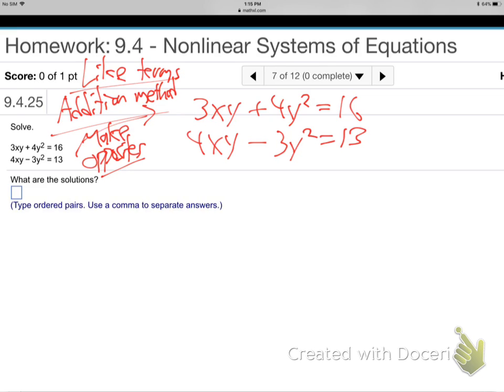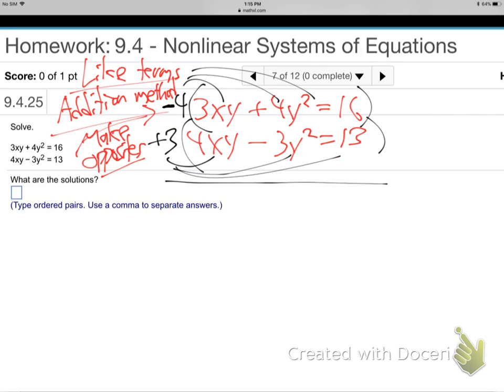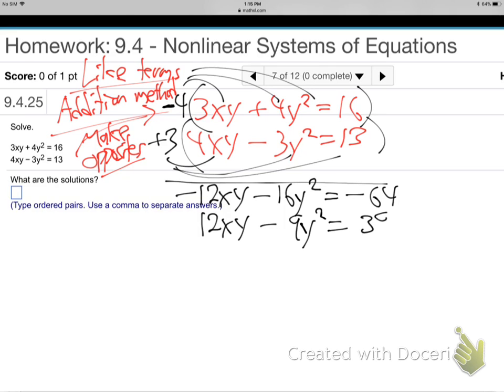So I'm going to make the fronts both become 12, one of them a negative 12, one of them a positive 12. Remember how that works? I'll multiply through the top equation by negative 4, and the bottom equation by positive 3. That'll be negative 12xy, negative 16y squared, equals negative 64. The bottom one will become 12xy minus 9y squared is 39. Then add them up. Bye-bye to that term.